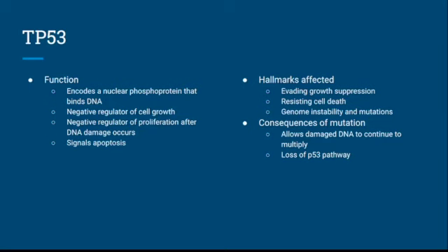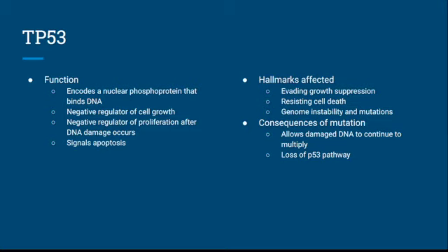TP53 is a common tumor suppressor gene that is associated with ovarian cancer. The function of this gene is that it encodes a nuclear phosphoprotein that binds DNA. It's a negative regulator of cell growth. It's also a negative regulator of proliferation after DNA damage occurs, and it signals apoptosis.